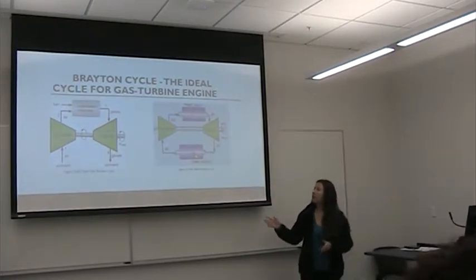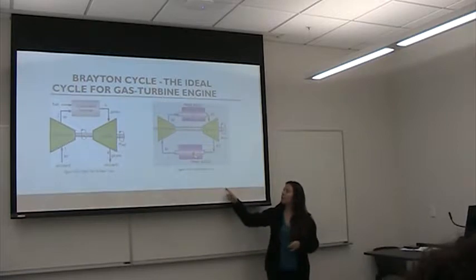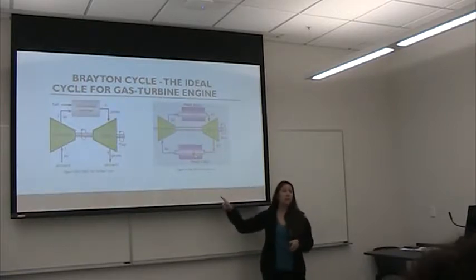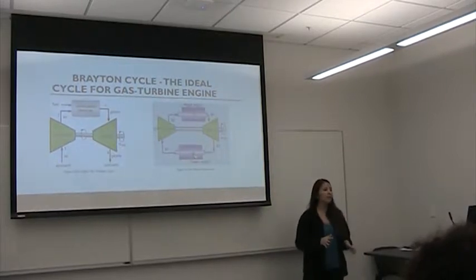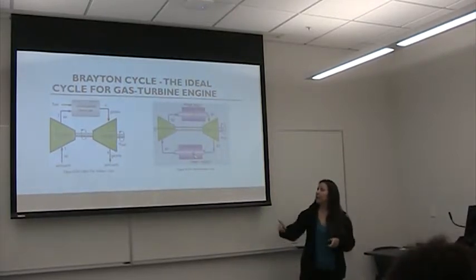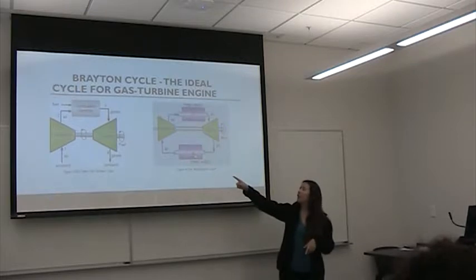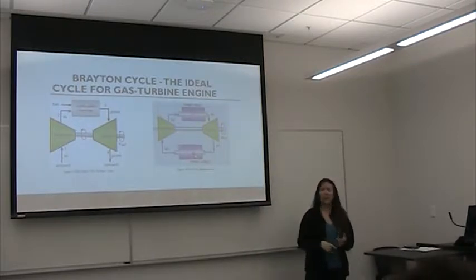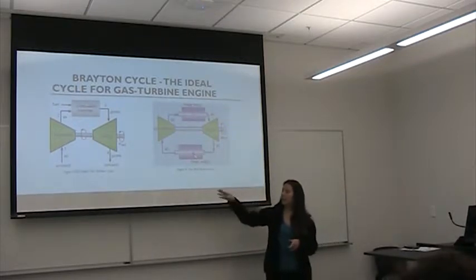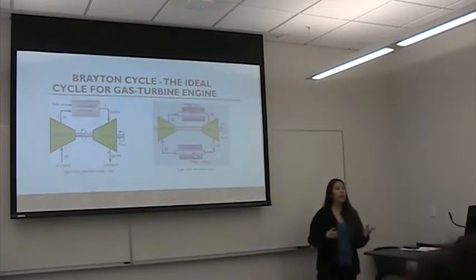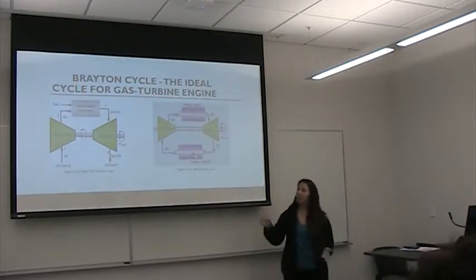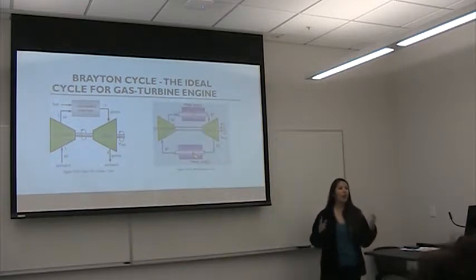On the other hand, this one is an ideal Brayton cycle. It's a modeled version of the first one. Using air standard assumptions, replacing the combustion chamber with a constant pressure heat addition, and replacing the exhaust of gases to ambient with a constant pressure heat rejection process, we can model the first graph and make it an ideal and also closed system called the ideal Brayton cycle.